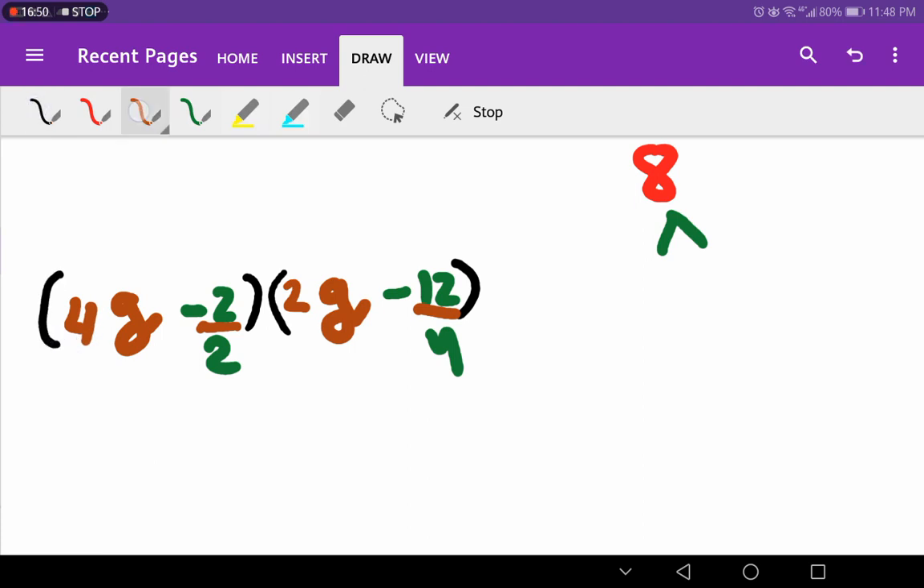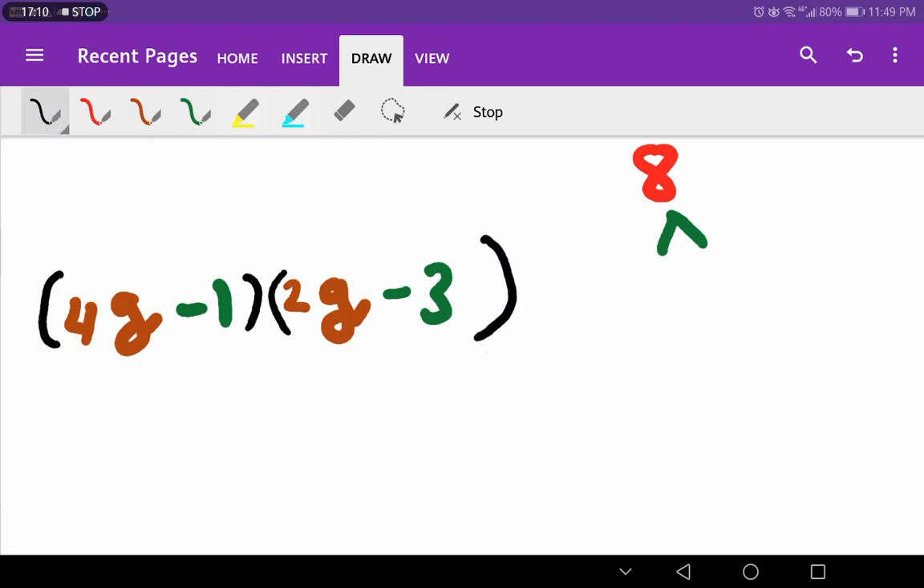Okay, so the answer will be: 2 over 2 equals 1, so it will be g - 1, and 12 over 4 equals 3, so it will be g - 3, and we are done, my dear student.